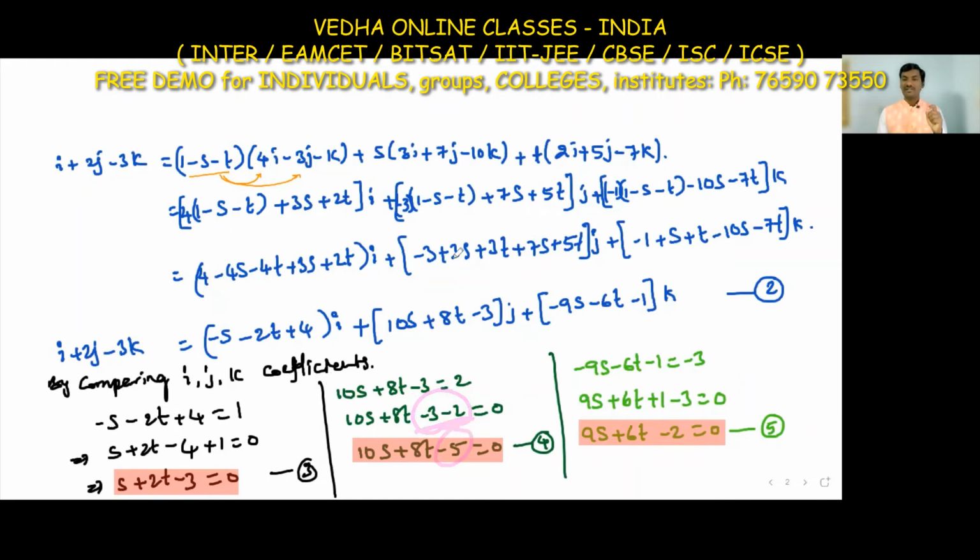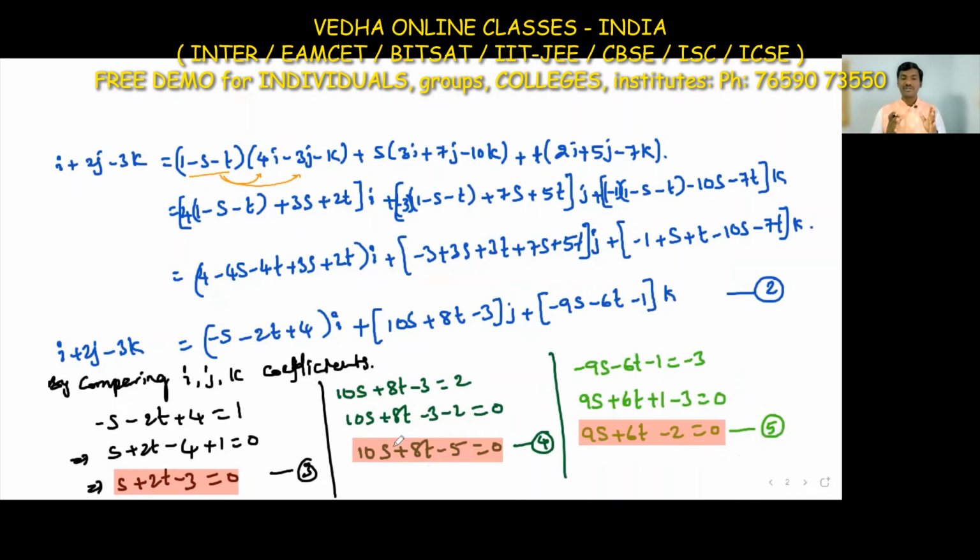After that, I am taking the k coefficient here. Minus 9s minus 6t minus 1 is the k coefficient on the right side, and the left side k coefficient is minus 3. Writing that minus 3, and here the s coefficient is negative, taking them to the right side, so it becomes positive. So minus 9s becomes plus, minus 6t becomes plus 6t, plus 1 minus 1 becomes plus 1, and minus 3 as it is, equal to 0. 9s plus 6t, 1 minus 3 is minus 2, equal to 0. This is equation number 5.